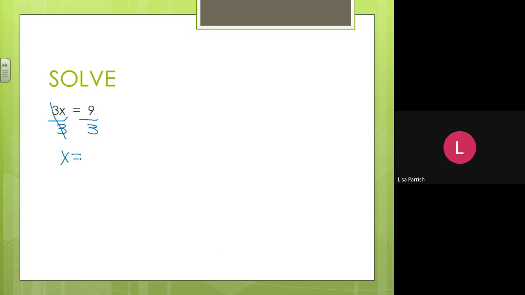But again, I have to check myself. So I'm going to plug 3 in for the x. So 3 times 3 should equal 9. And 3 times 3, remember you're multiplying, you're not adding here. So 3 times 3 is 9, and that checks out.